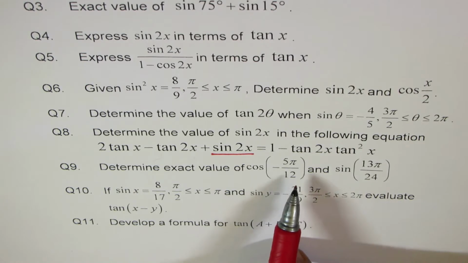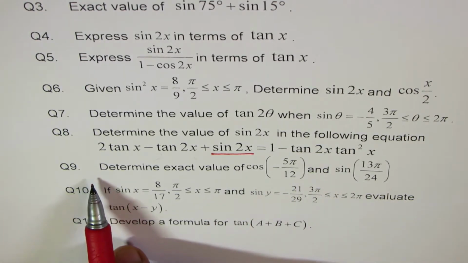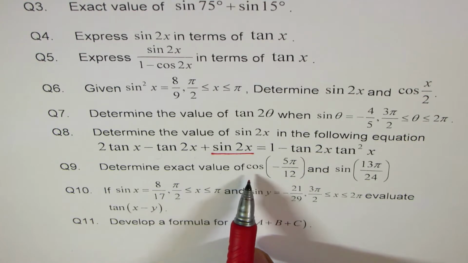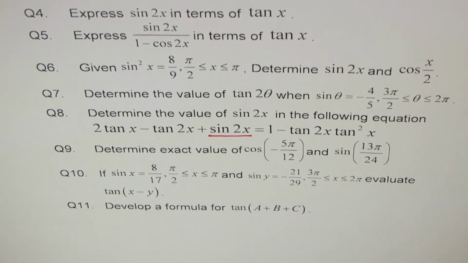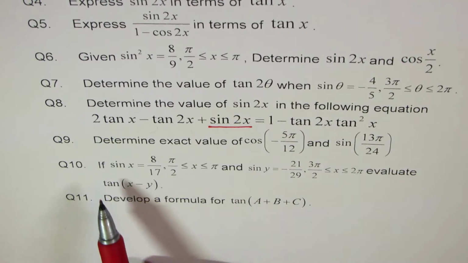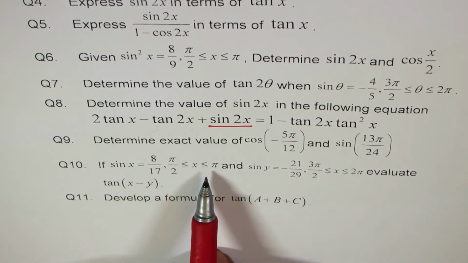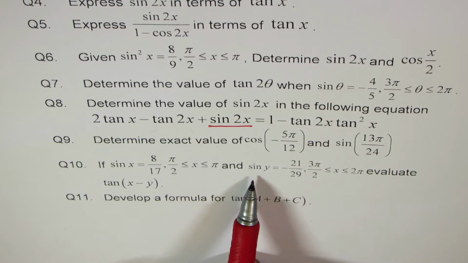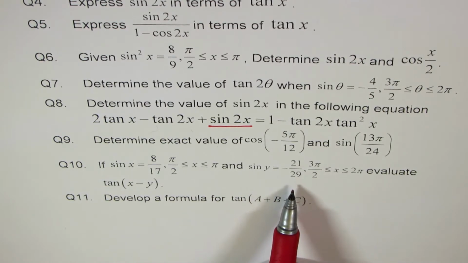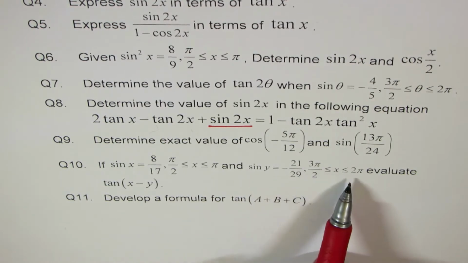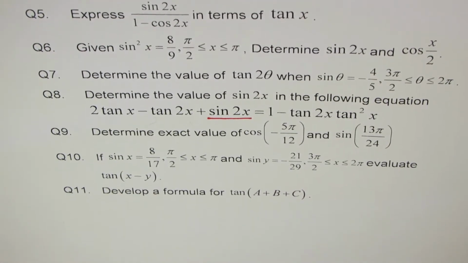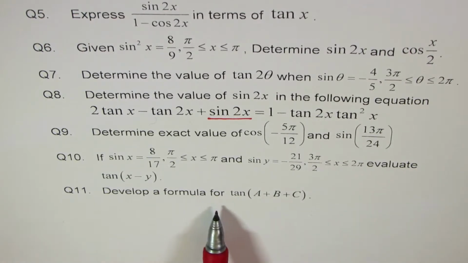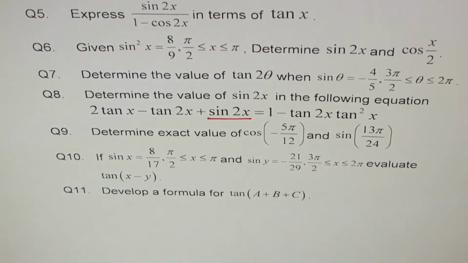So let me read these questions again. Question 9 is determine exact value of cos minus 5 pi by 12 and sine 13 pi by 12. Question 10 is if sine x equals 8 over 17, x is between pi by 2 and pi, sine y equals minus 21 over 29, y between 3 pi by 2 and 2 pi, evaluate tan x minus y. The last question here is develop a formula for tan a plus b plus c.